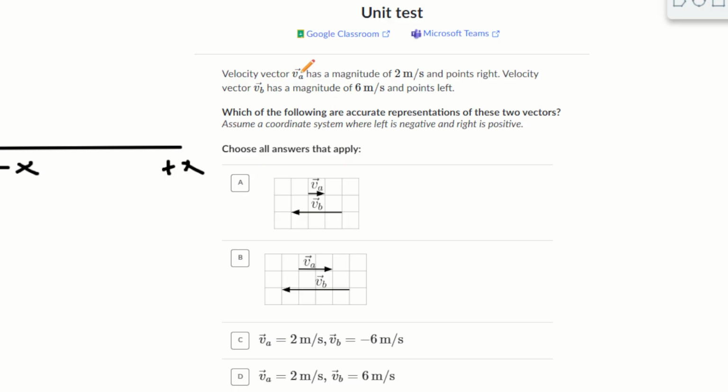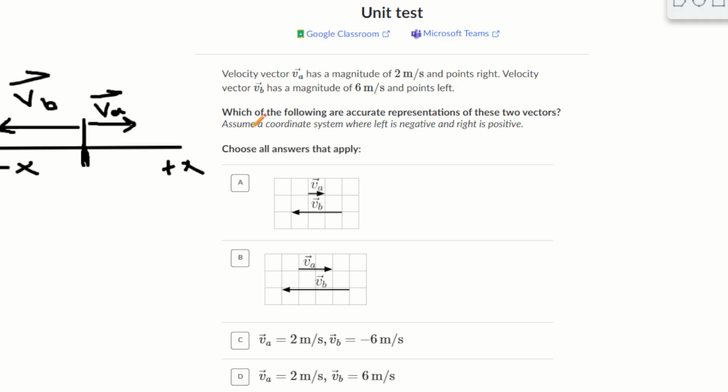So it says velocity vector A has a magnitude of 2 meters per second, points to the right. Let's just say this is the origin. So we can say this way is velocity vector A. And it says velocity B has a magnitude of 6 meters per second and points left. So we can say it points this way, and let's say this is velocity vector B. And so this is how they would look with each other.